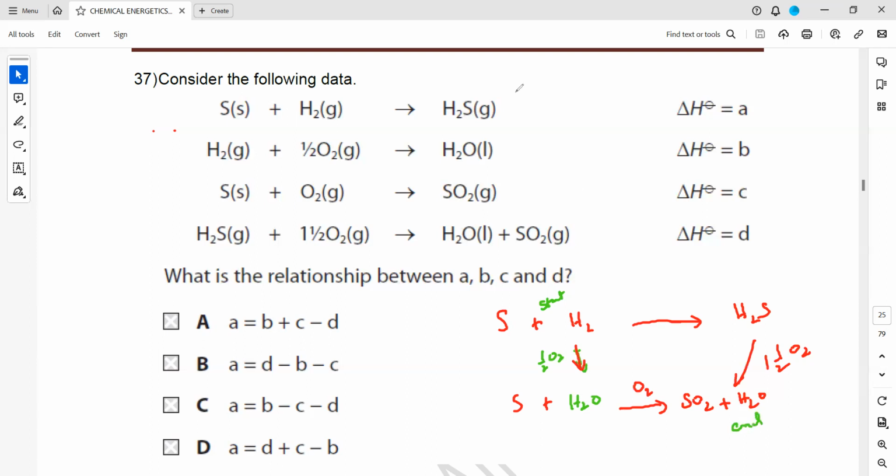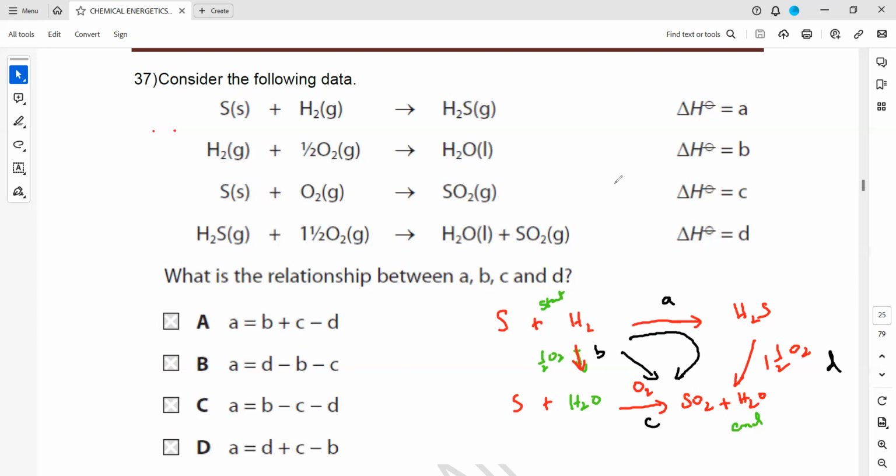What are the enthalpy changes written here? The first one, hydrogen reacted with sulfur to give hydrogen sulfide, that is A. Hydrogen reacts with oxygen to form water, that is B. Sulfur reacts with oxygen to give sulfur dioxide, that is C. And hydrogen sulfide reacts with oxygen to give water and sulfur dioxide, that is D. So if we follow route 1 or route 2, the overall energy change is independent of the route.